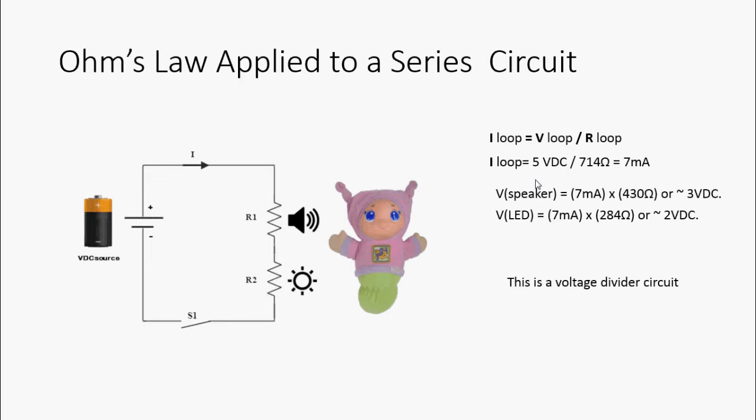This circuit is known as the voltage divider circuit. The supply voltage was divided among the loads in proportion to the resistance each load carries. R1 had a higher resistance and received 3 volts of the total 5 volts DC, and R2 received the rest, 2 volts DC. It can otherwise be stated that R1 has a voltage drop of 3 volts DC, and R2 has a voltage drop of 2 volts DC.